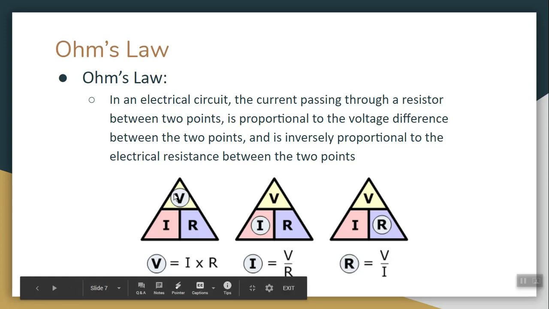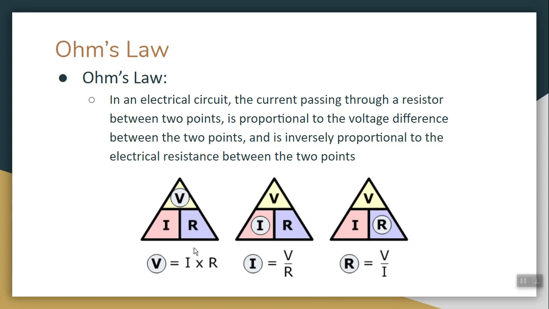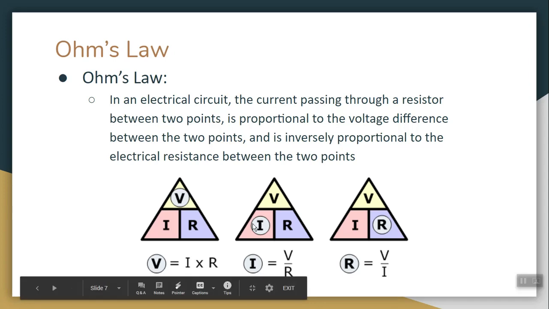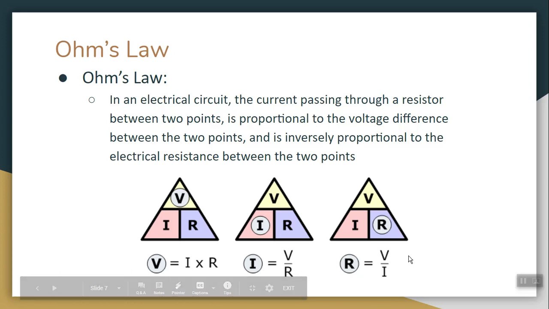So if I cover up the V here, to find the V, it's I times R. If I want to find the current, I cover up the I and get V over R, voltage over resistance. And if I want to find the resistance, I cover up the R and get V over I. Resistance is voltage over current. So it's just a handy visual to help you use Ohm's law. And we'll be talking more about that when I do the demonstration with an actual circuit.